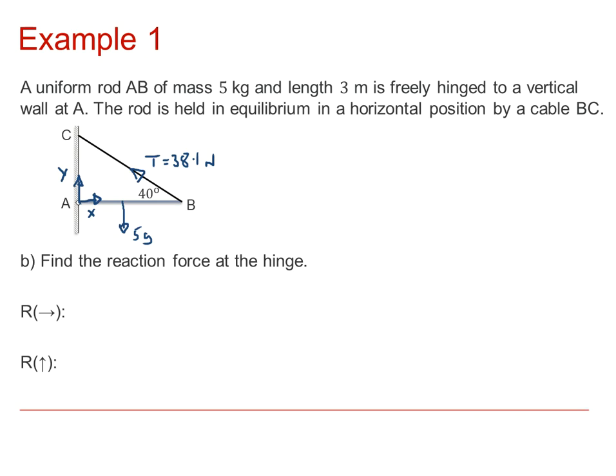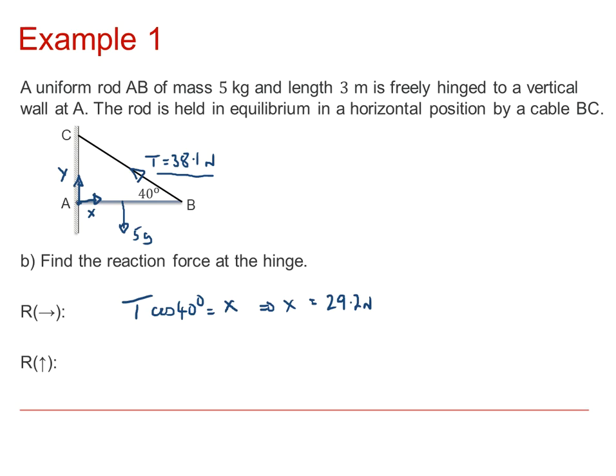The second part of the question asks us to find the total reaction force at the hinge. So we've got our value of T equal to 38.1 newtons, and we're considering the reaction as being made up of two components, X and Y. One way of doing this is to resolve horizontally first of all in the X direction. We've only got two forces: the component of T, which is T cosine 40 degrees, and that must be equal to X. This gives X equal to a value of 29.2.